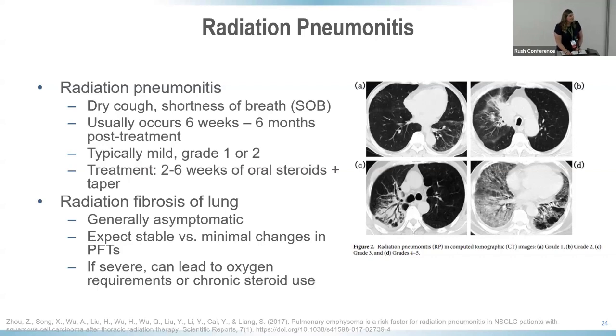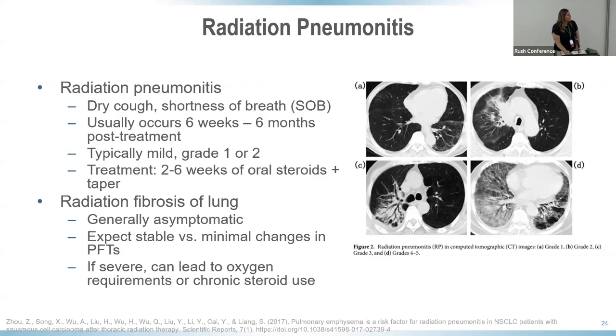Fibrosis or scarring of the lung can develop as well. Generally, patients don't have symptoms. We expect minimal changes in their PFTs, but depending on their overall lung function, and if they have a poor baseline lung function, the fibrosis can get quite severe and impact patients' oxygen demand, and that sort of thing.